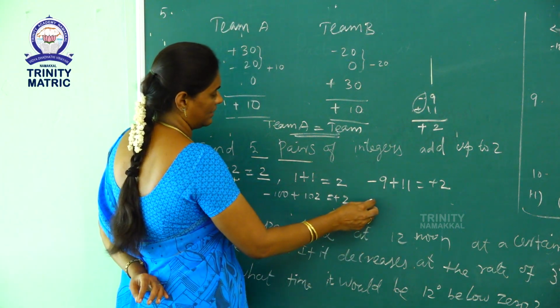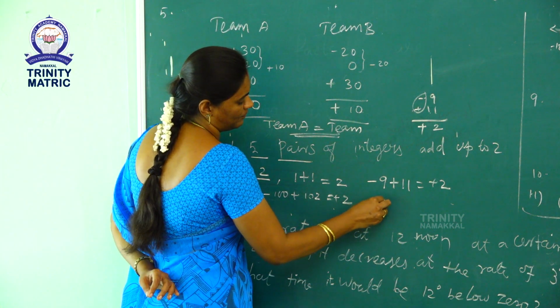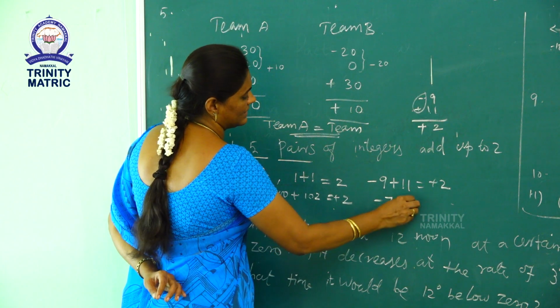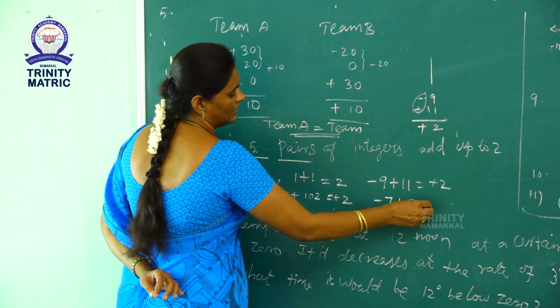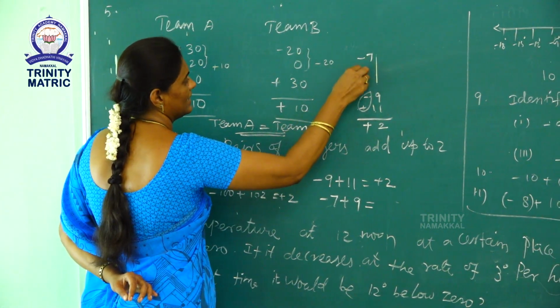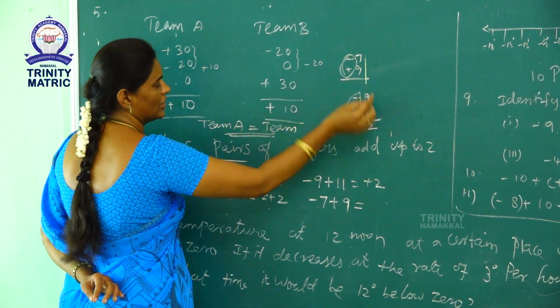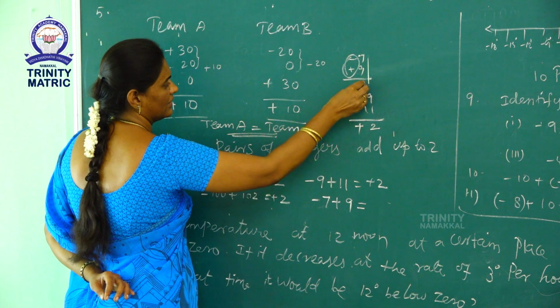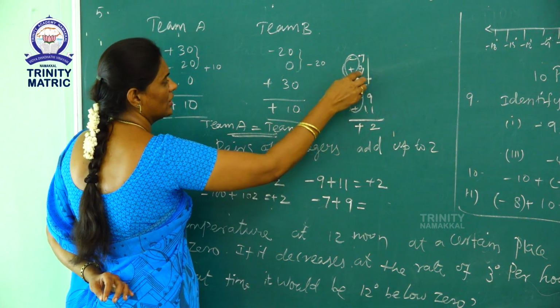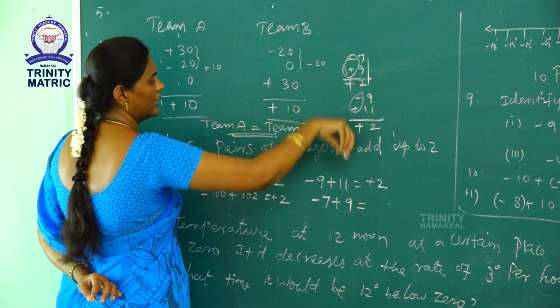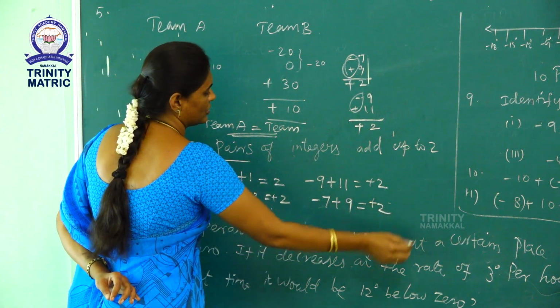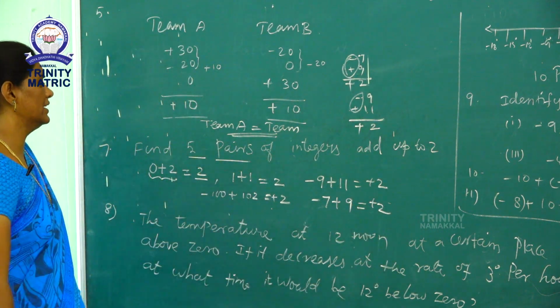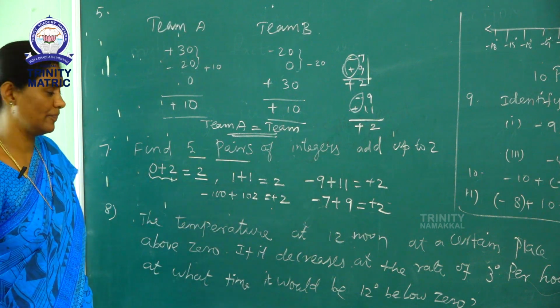See one more pair of integers: minus 7 plus 9. Here also the signs are different, so we find the difference between these two integers, 9 and 7. The difference between 9 and 7 is 2. 9 is the greater number, and in front of it is plus, so the answer is plus 2. These are the 5 pairs of integers that add up to 2.